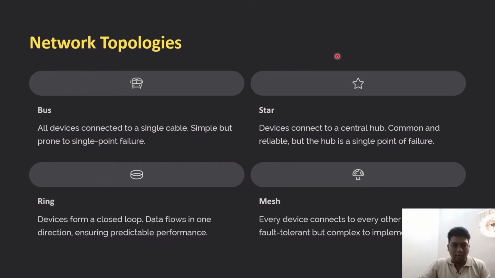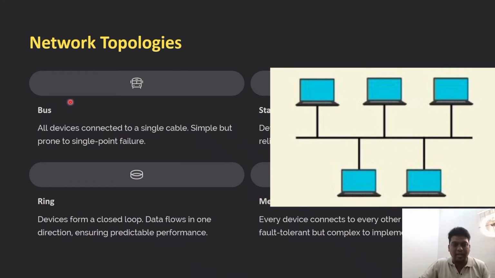Topologies play a vital role in computer networks. They refer to the physical or logical arrangement of nodes in a computer network. It describes how devices are connected and how data flows between them. Bus topology: here all devices are connected to a single central cable. Easy to set up, it is cost effective for small networks. But the drawback is if the main cable fails, the whole network goes down.